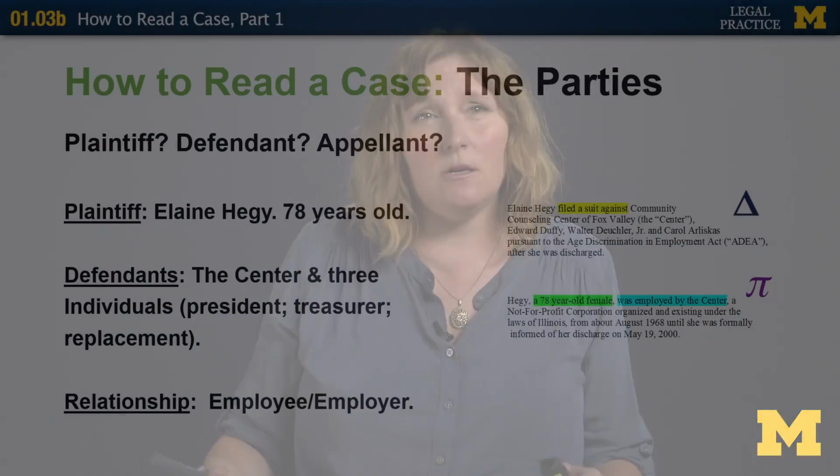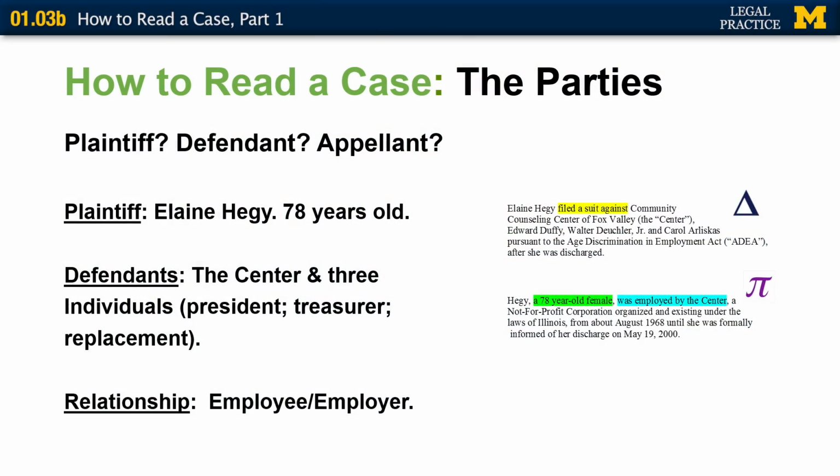Okay, next you need to identify the parties with some specificity. Since we're looking at a trial court opinion, you're going to be identifying the plaintiff and defendant. If this were an appellate level opinion, you would be looking to identify who appealed, the appellant, and the appellee. So here the plaintiff, as the court tells you, is Elaine Hedgie, and she's 78 years old.